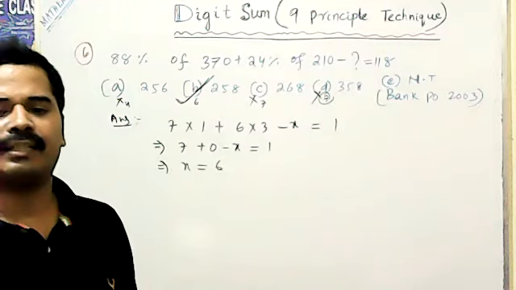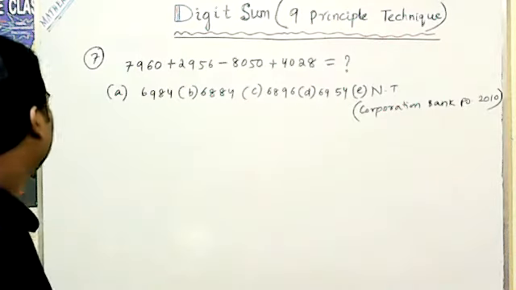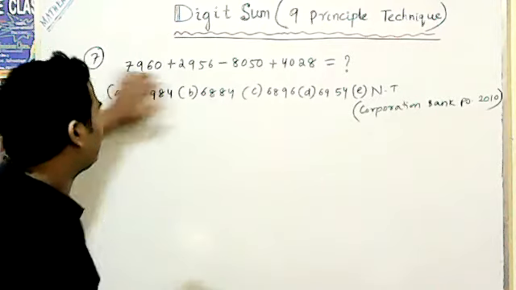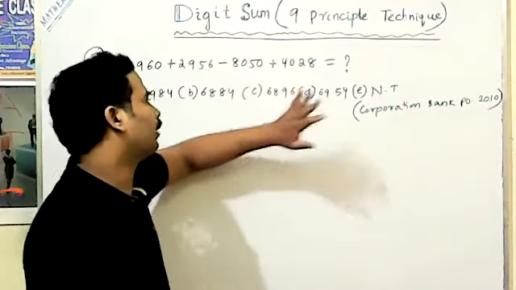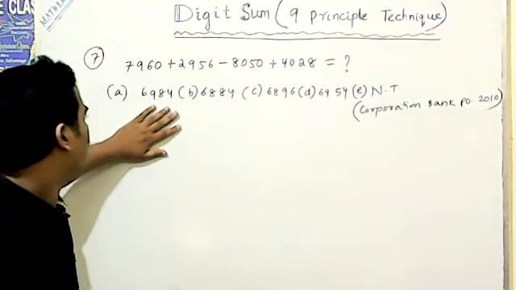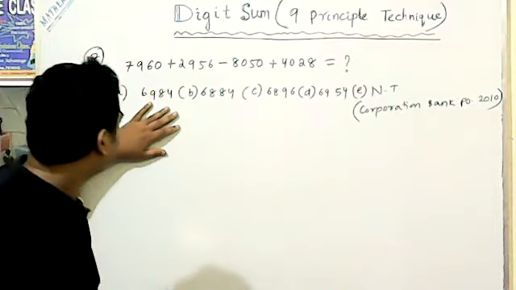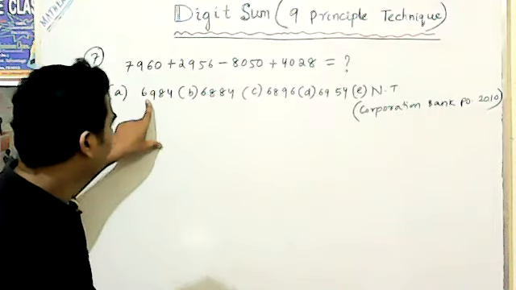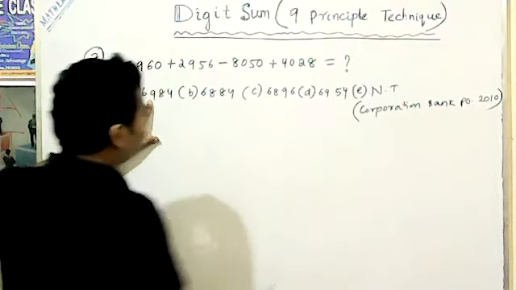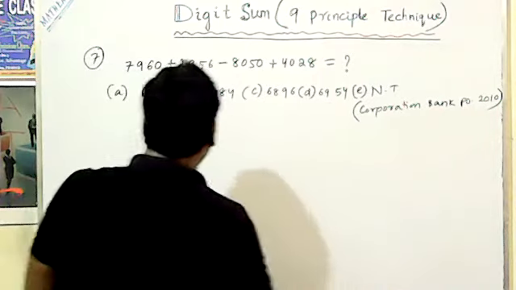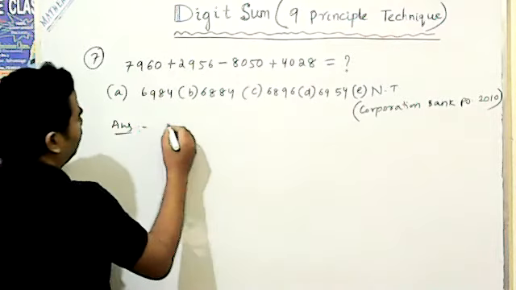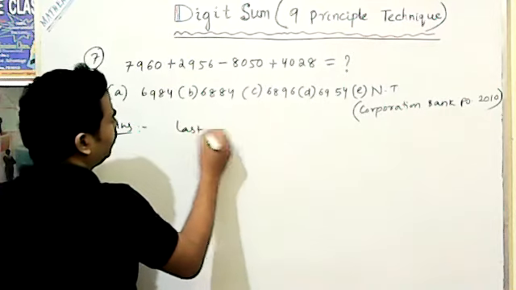Now you can take another question. This is the concept here: 79602956 minus 8050 plus 4028 is equal to this. That means you can apply digit sum. If you apply digit sum, a similar answer comes. So sometimes there is a similar answer. Now you can also apply the tens digit concept, meaning the last two digits.